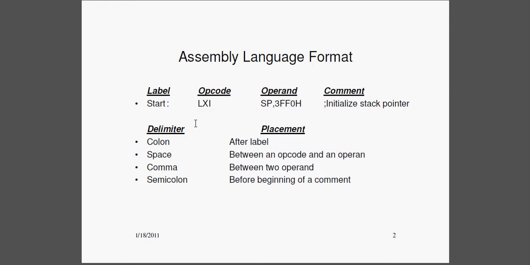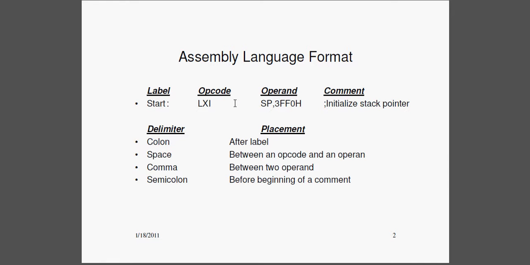There are a few things you have to take note of, because if you miss these items, you might get an error when you try to compile or assemble from the assembly language into the hex format. The first one is the colon, which you put after the label. The second one is the space between opcode and operand. As you can see, you need to have a space.